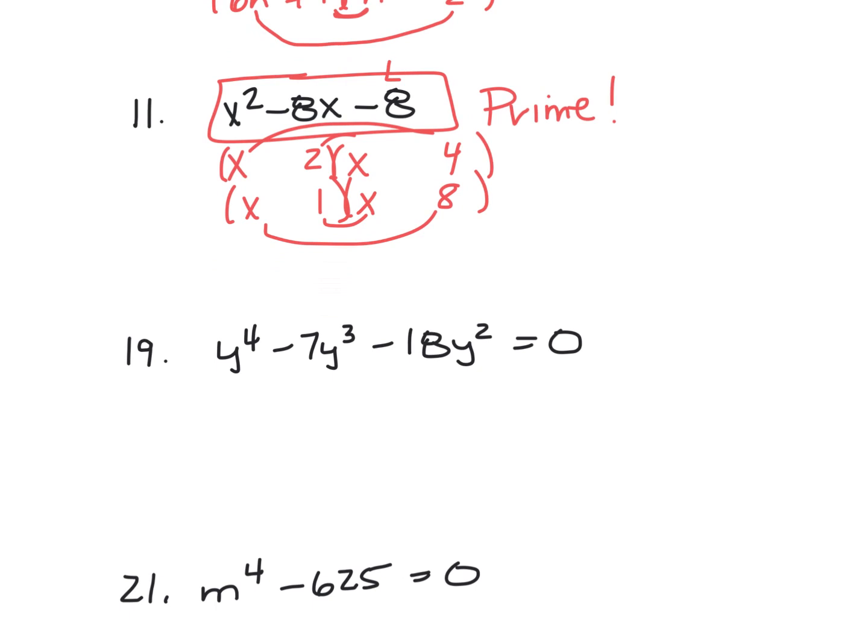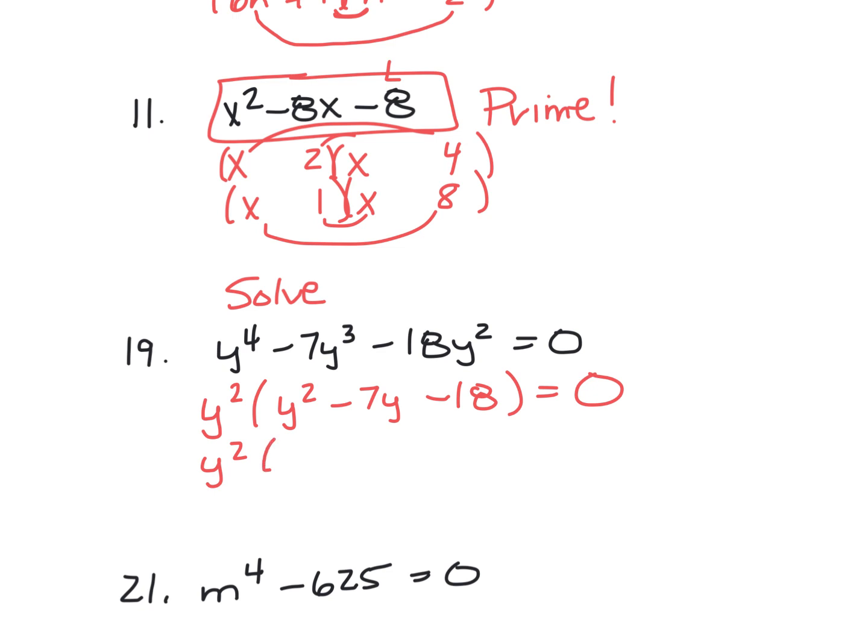Number 19. Now these are asking you to solve the equation. So we're going to want to factor this as completely as we can. I can take a y squared out of everything. And then keeping that y squared, looking on the inside, I believe this is trial and error because there's no perfect squares or cubes involved. So I got y and y. I'm going to use 9 and 2. I would need a -9, +2, so that I get that middle term of -7y.